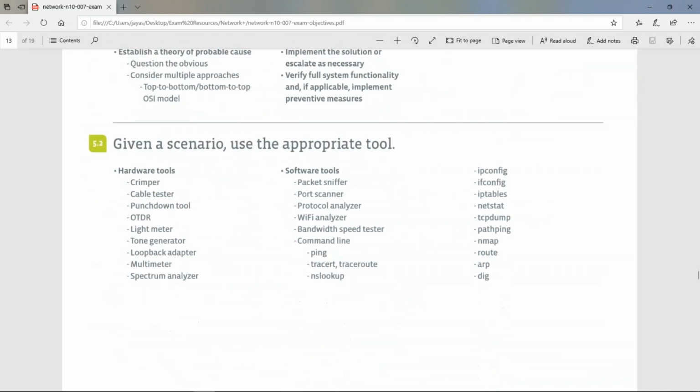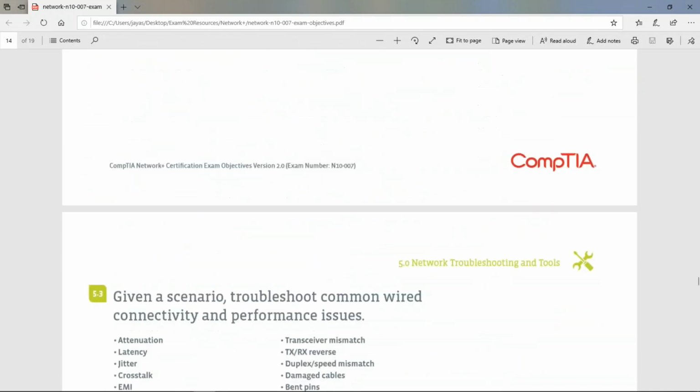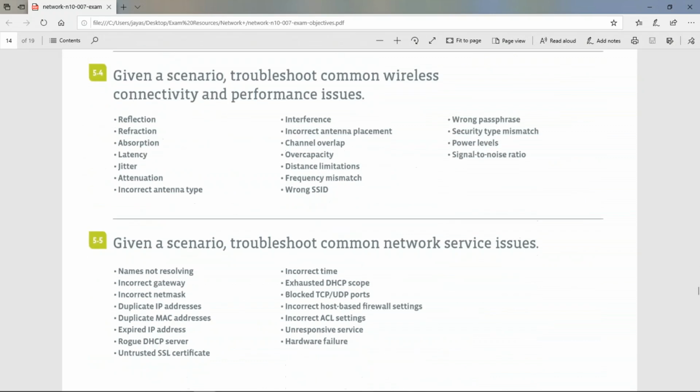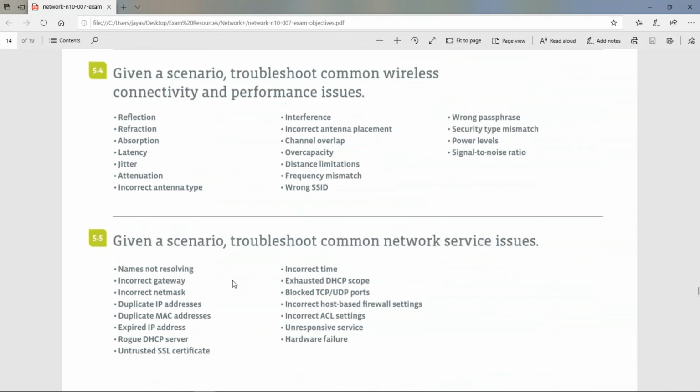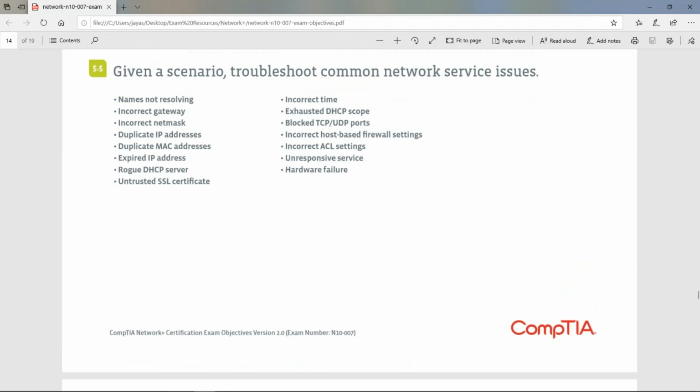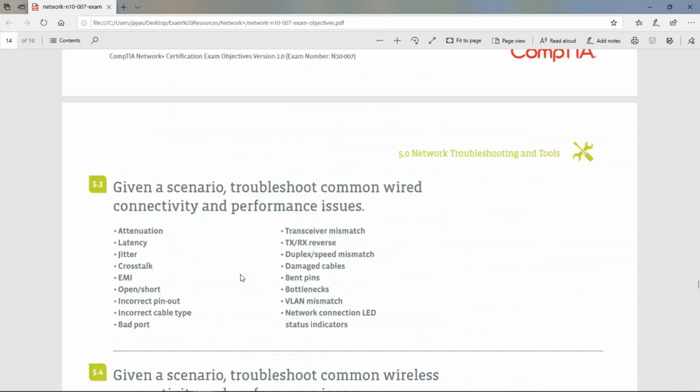It looks like they chopped this down a little bit, because I remember seeing a lot more on the previous exam. There's a lot more here. So it looks like they chopped it down, which is not a bad thing, actually.